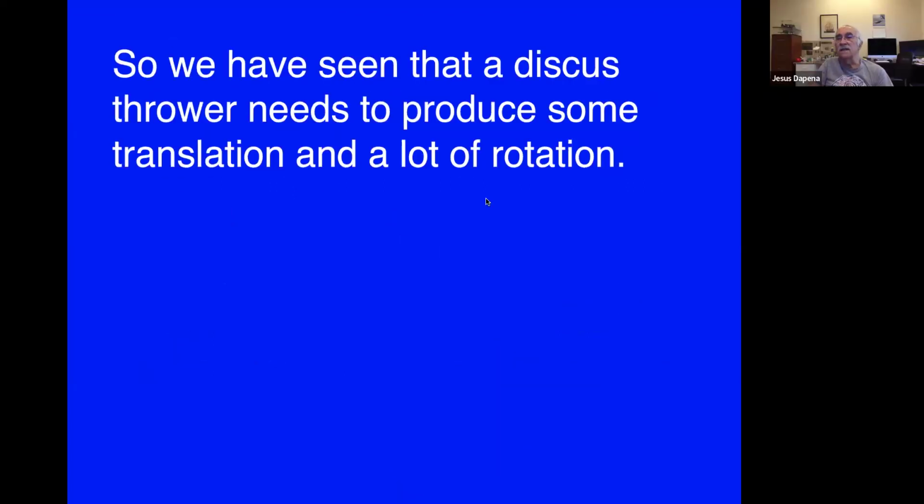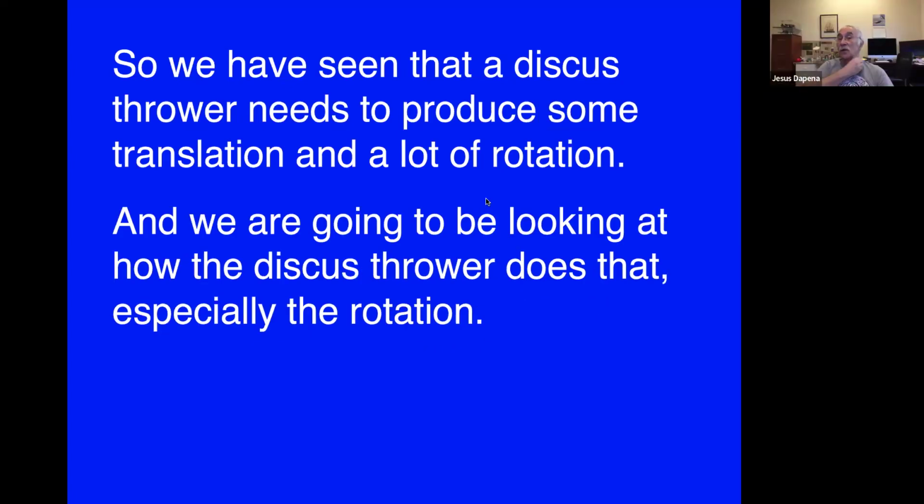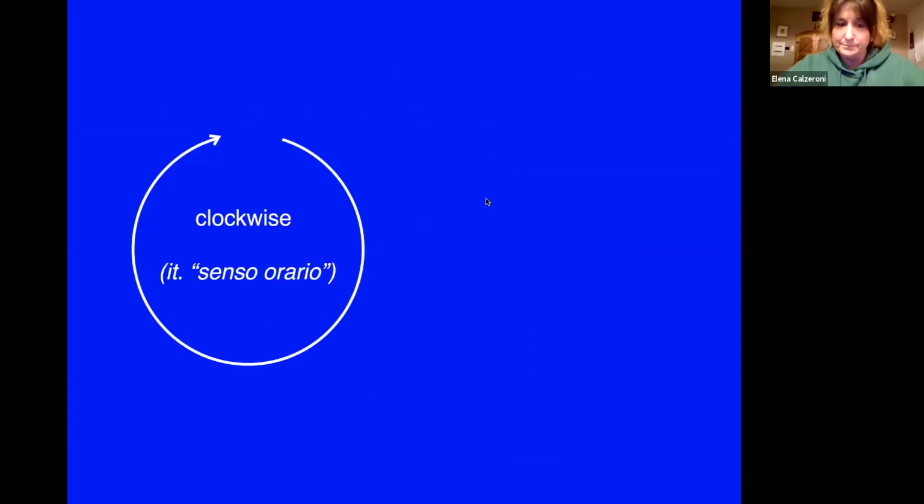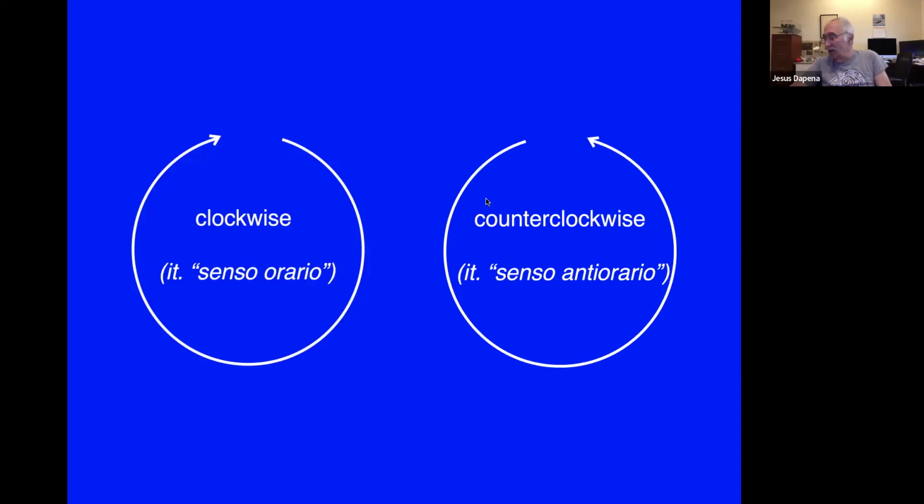So we have seen that a discus thrower needs to produce some translation and a lot of rotation. And we're going to be looking at how the discus thrower does that, especially the rotation. But first, we'll have to look at some mechanical concepts. Well, the first one is not really mechanical, it's something else.